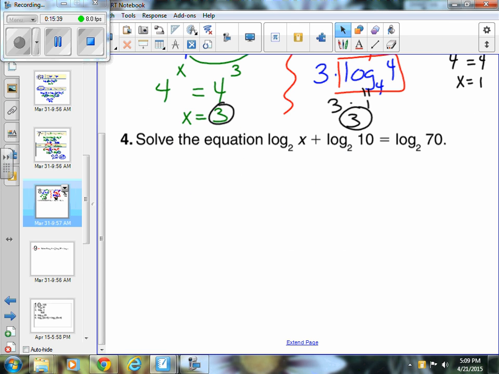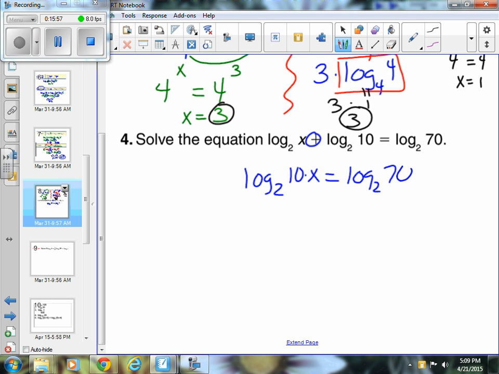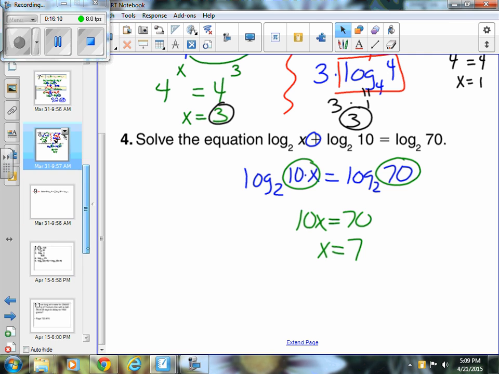All right, see if we can use log properties on the next one to help us solve too. We have a sum over here, and if you look back, the sum of two logs at the same base is the same as the log of the product. So that would be log base 2, and I'm going to write the 10 first because that just looks better to me, and then log base 2 of 70. So now we have our equality property, so what's inside has to be the same as well. So 10x would have to be 70. So x would be 7. So it's a nice way to go ahead and solve. So just recognizing and being able to do that.